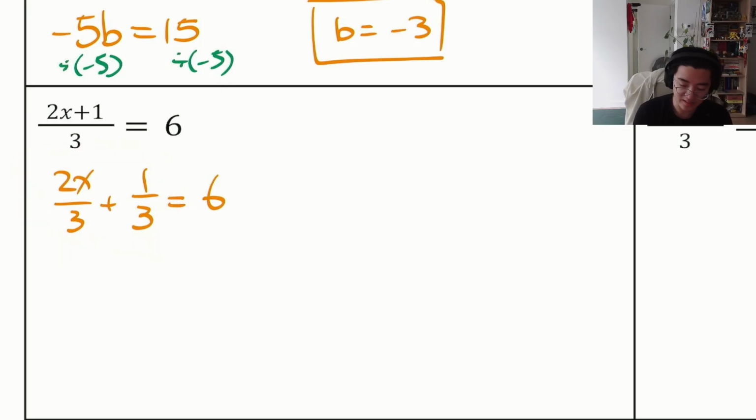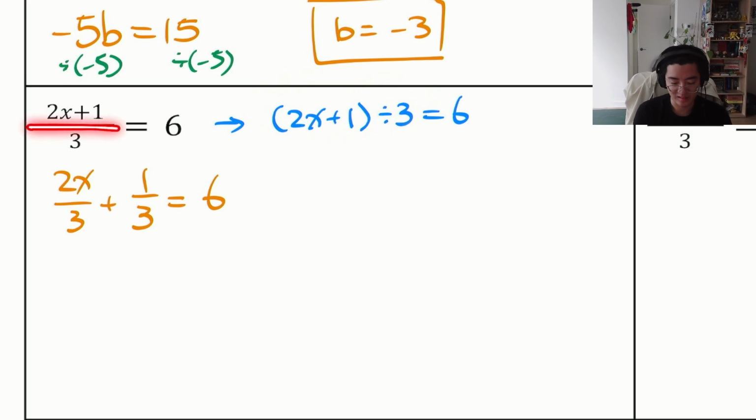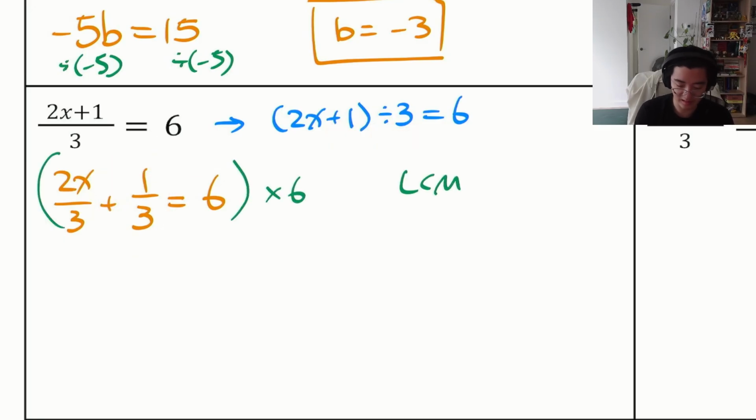Because you can think of this as the same thing as 2x plus 1 divided by 3. So it's everything inside this bracket getting divided by 3, because that's the whole thing over 3. So that's why we can do, flying arrows again, 2x divided by 3, and then 1 divided by 3 here. Okay, lowest common multiple is 6, oh, not 6, sorry, 3. Everything can be multiplied by 3.